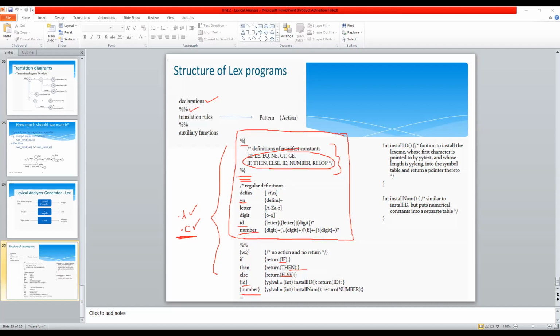So this is pattern. Pattern is what? If white space is encountered, this is the pattern, white space. What is the action? No action or no return. जर व्हाईट स्पेस असेल तर इग्नोर करायचं असतं, निग्लेक्ट करायचंय आपल्याला लेक्सिकल अनालायझर मध्ये, अँड दॅट्स वाय देर इज नो ऍक्शन अँड नो रिटर्न.